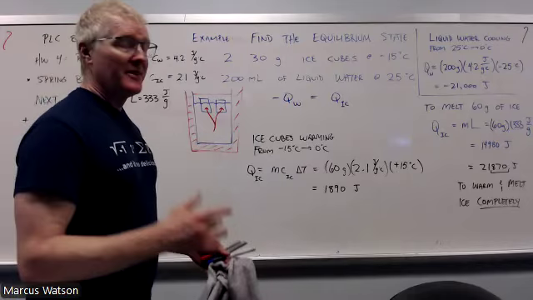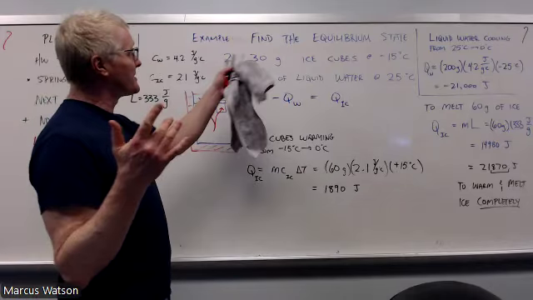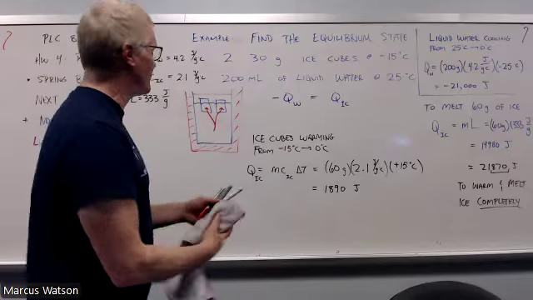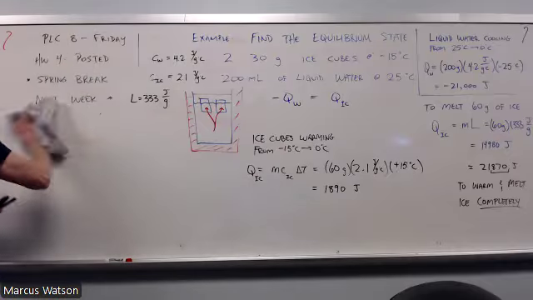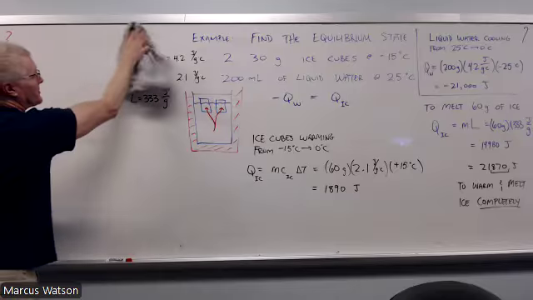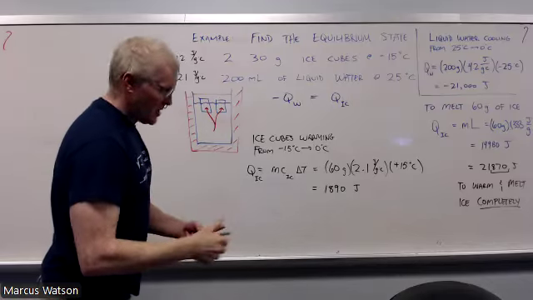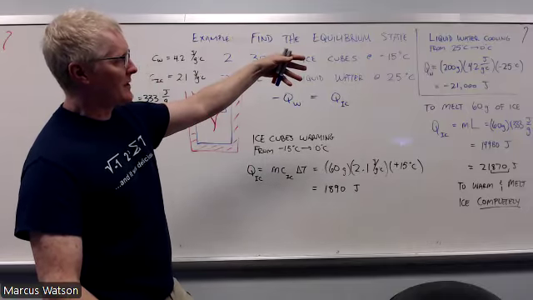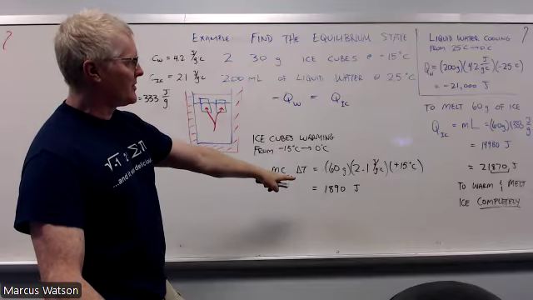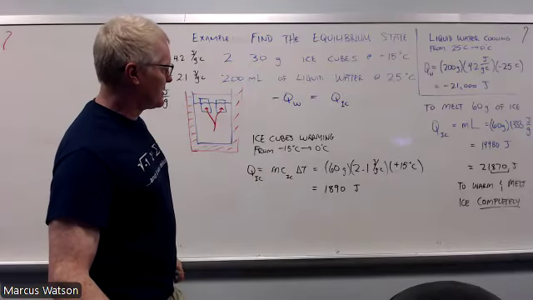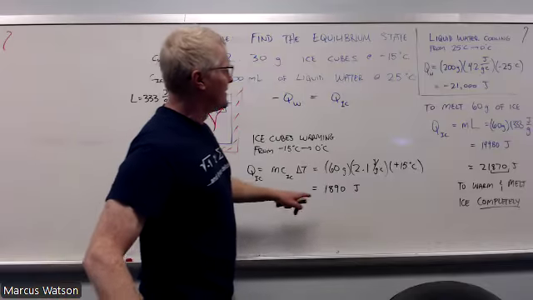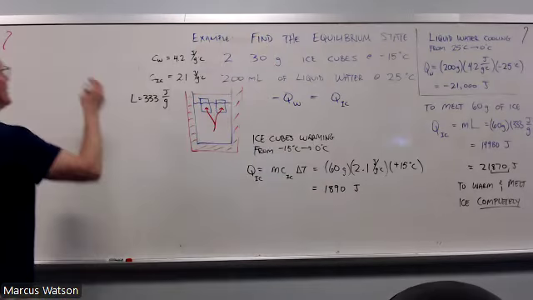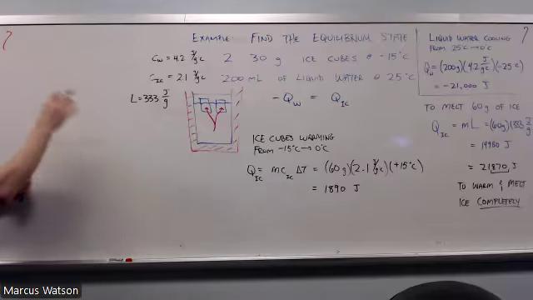Let's figure out then the equilibrium state. So we know what the equilibrium state is. Let's figure out how much ice is left in the equilibrium state, because that's part of describing the equilibrium state. Of the 21,000 joules that we had for the liquid to give up, we've used 1,890 of it. So that's 2,000 minus 110. So let's just take it step by step, all right?